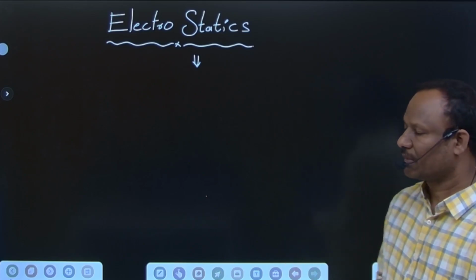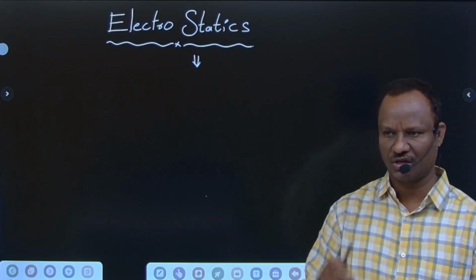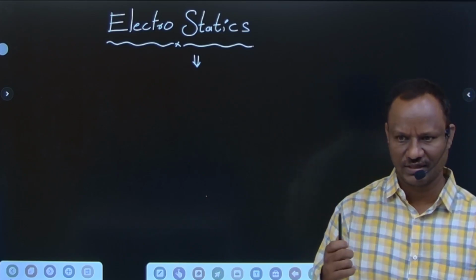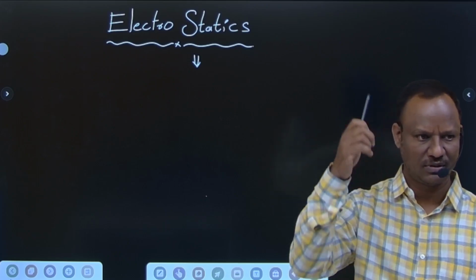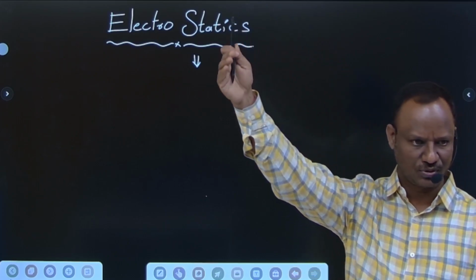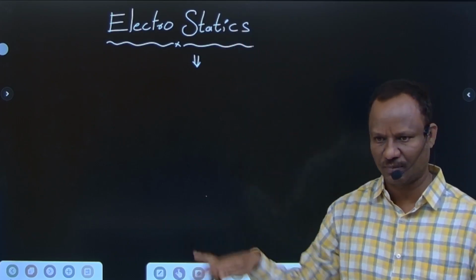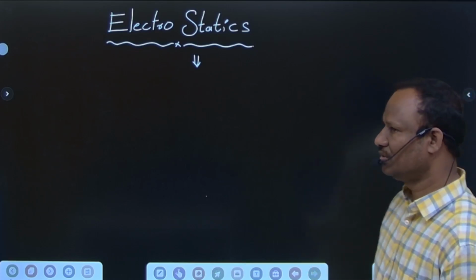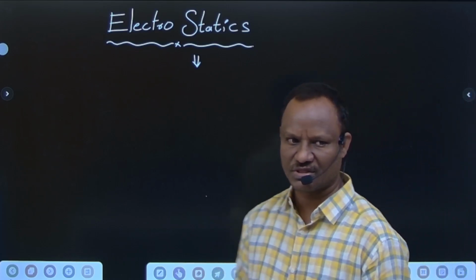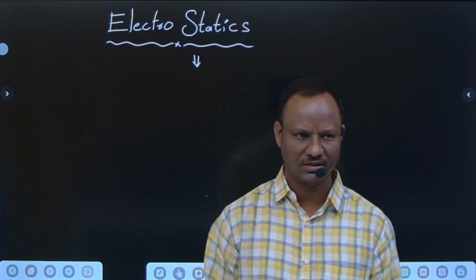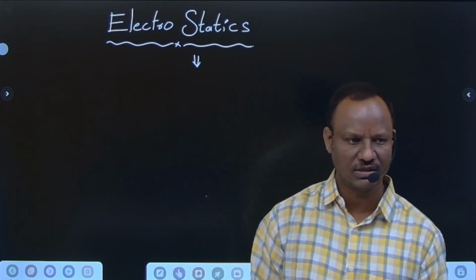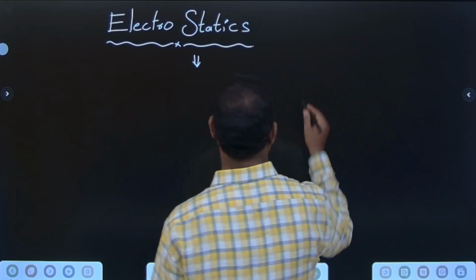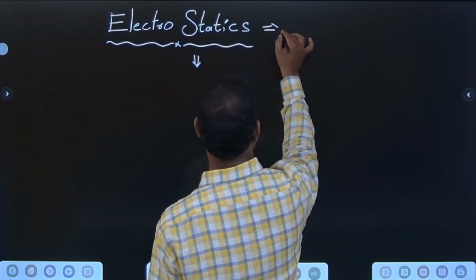Next one, charges are in motion. House wiring: the charges are moving from the pole to the meter to different appliances in the house. Charges are in motion. So the study of effects of charges at rest or in motion is called what? Electricity.